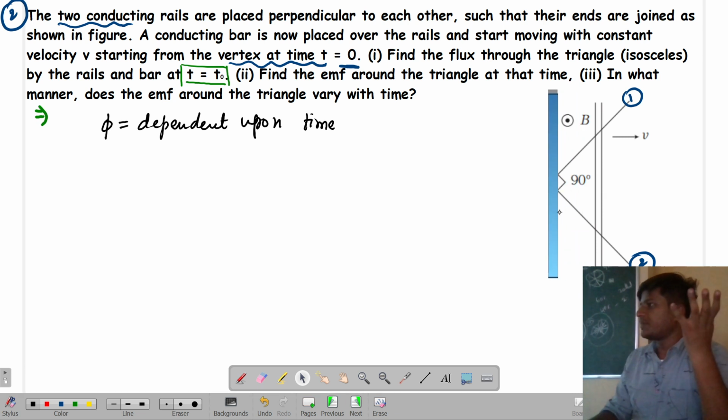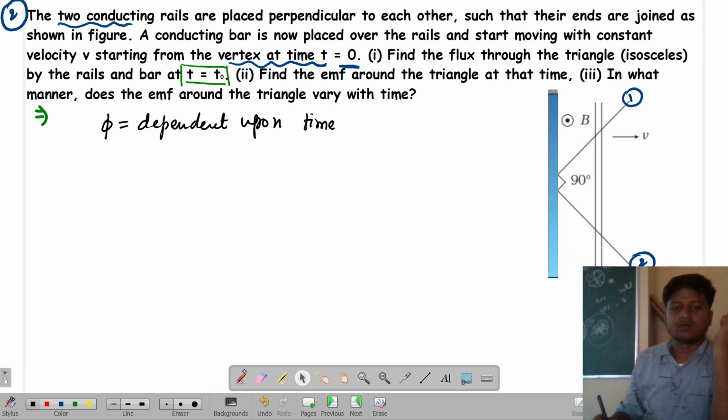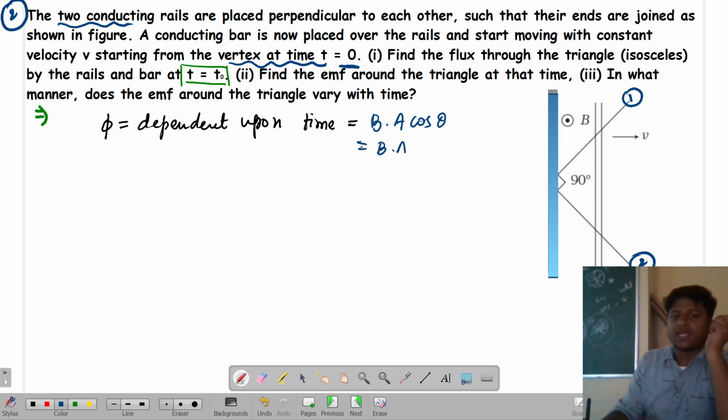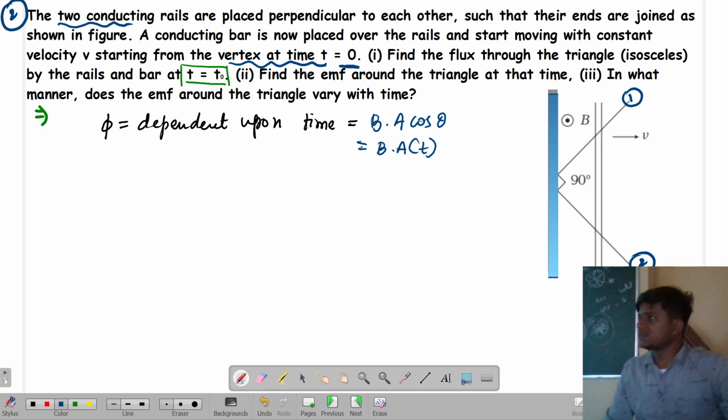Look over here. Flux is dependent upon area or not? What is the formula of flux? It is equal to B into A cos theta. So here normal will always make 90 degree. Sorry, normal will always make how much angle with the magnetic field? 0 degree. Area we have to consider, not the straight rod. So therefore, what will be the answer? B into area A. Now this area is dependent upon time, so you will have to write A of t. Got it or not? Now it is your duty to find what is the area with respect to time. Do it.